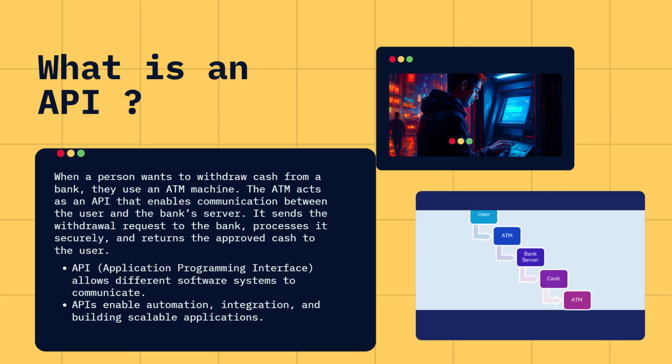Basically, API stands for Application Programming Interface. It allows different software systems, which are built in different programming languages, to communicate with each other. It's not necessary that they be on the same language. It enables automation, easy integration, and building scalable applications. So this was all about the API.